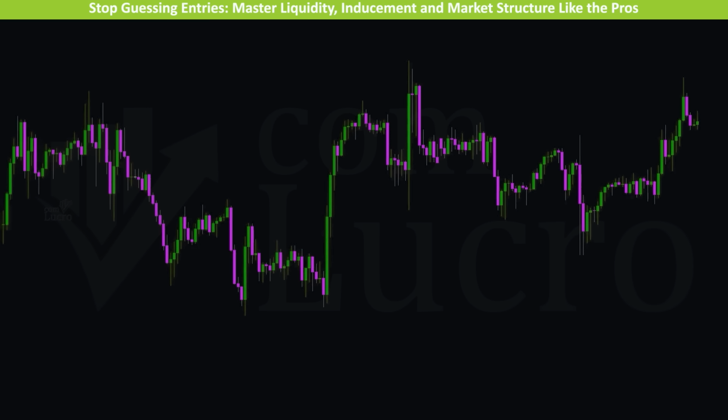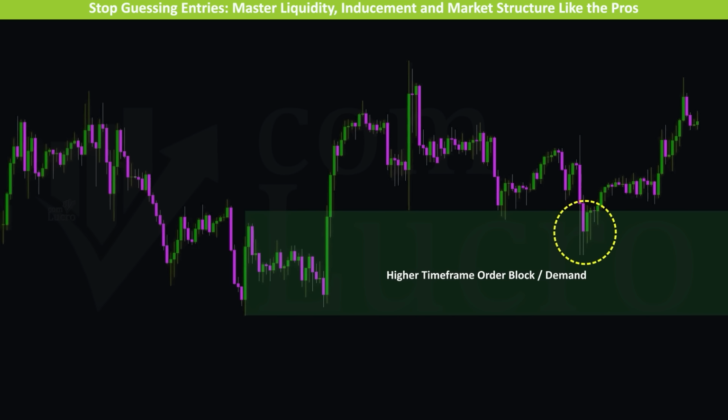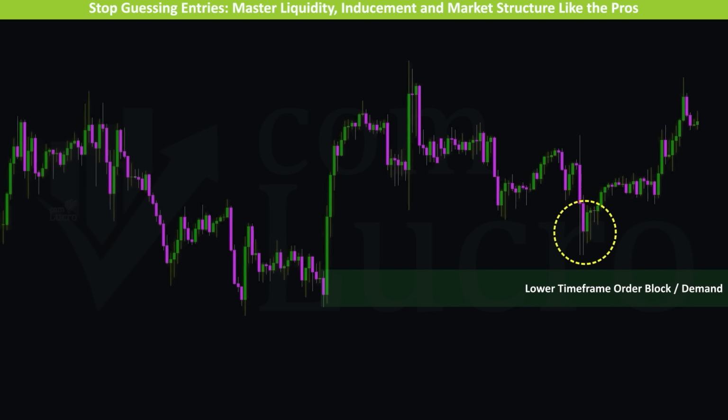In this example, the market reacts to the higher time frame order block, but ignores the lower time frame one. This reveals an important insight. When price repeatedly fails to reach your entry, it often means the setup has been refined more than necessary. Now, let us break down what is happening in this example.